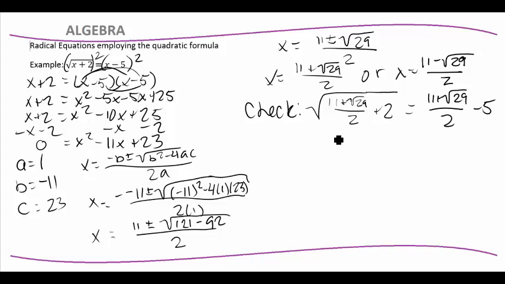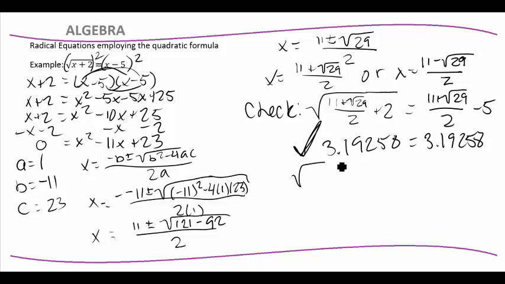And these come out to be approximately 3.19258 equals 3.19258. I put those in the calculator, so they check out. And let's try the second one, 11 minus the square root of 29 over 2. So we're going to start off with the square root of 11 minus the square root of 29 over 2 plus 2 equals 11 minus the square root of 29 over 2 minus 5, sorry.